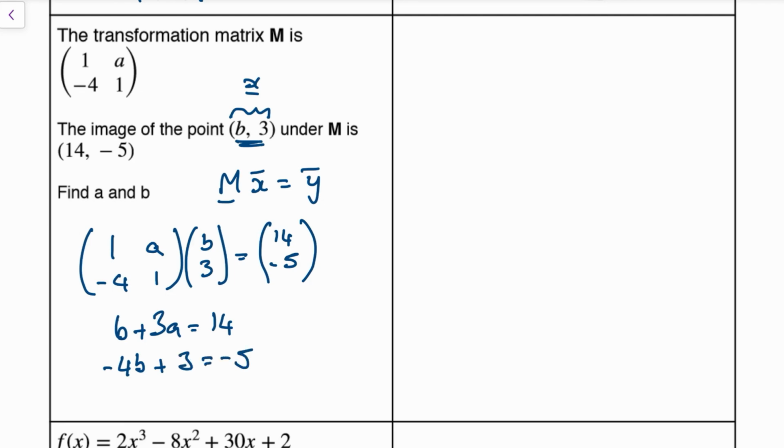Now, it's a sort of simultaneous equation, isn't it? I can actually find out B, then put it in to get A. So let's call it 1 and let's call it 2. So equation 2 implies that B is equal to, well, minus 5 minus 3 is minus 8. And I'm going to divide that by minus 4, which means that B is equal to 2. So I've got my B.